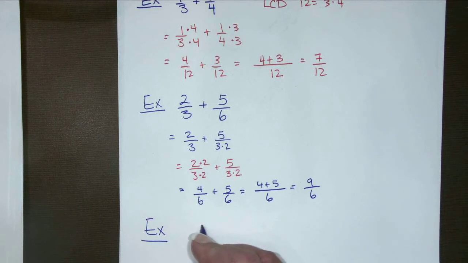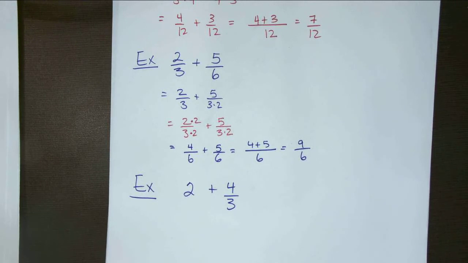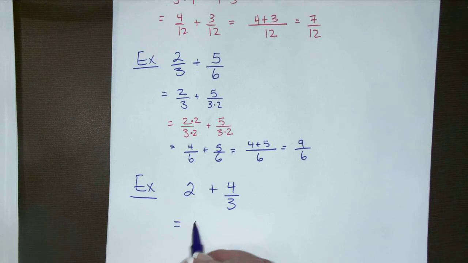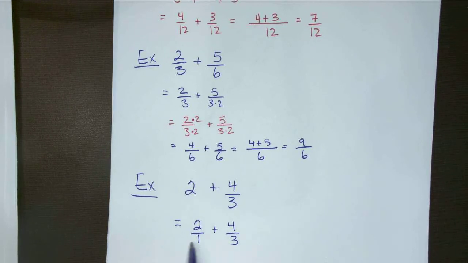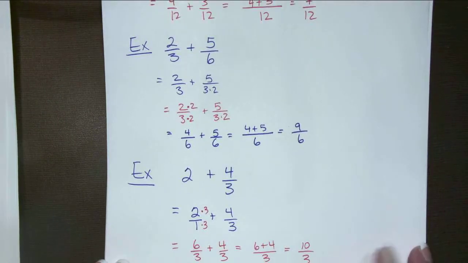And let's say type 3 is this, where one of them doesn't look like a fraction, although every number is a fraction. It doesn't look like a fraction when it's given. So this is 2 over 1 plus 4 over 3. And now for a common denominator, we would need to multiply this one by 3. 3 times 1 is 3, and then they'll be the same. So 6 over 3 plus 4 over 3 is 10 over 3. Oops, sorry. There we go.